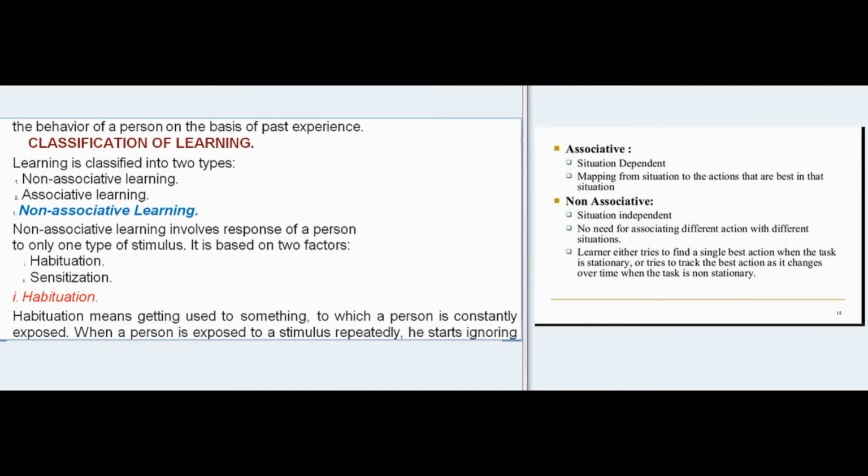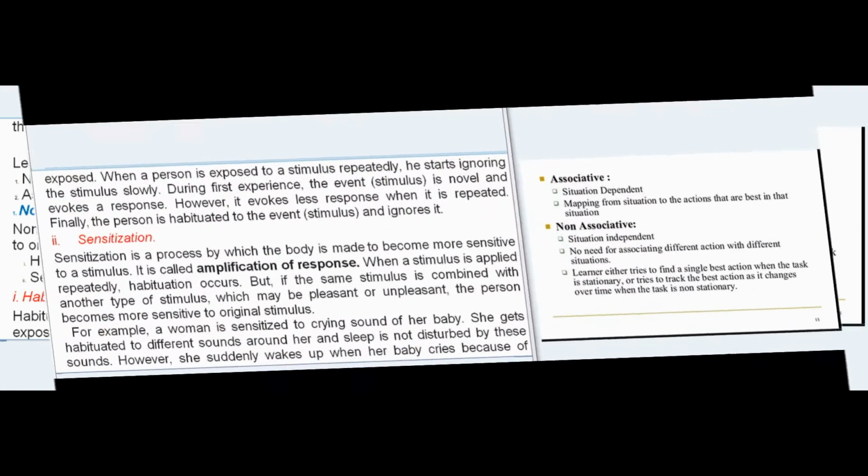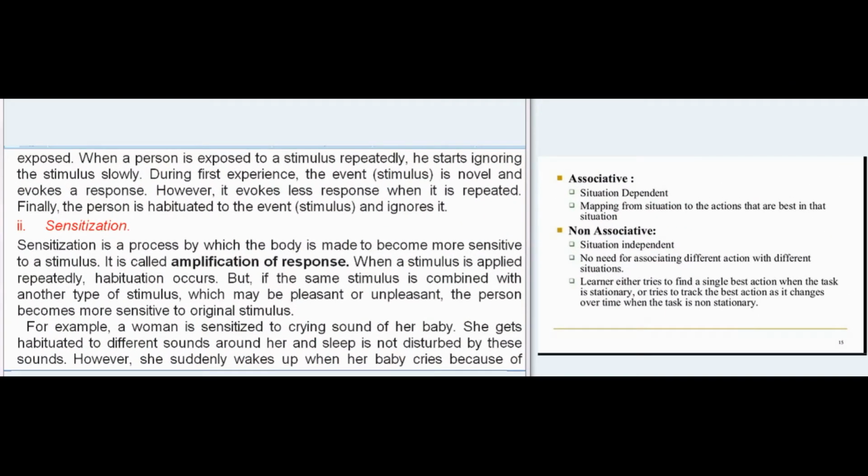Non-associative learning. Non-associative learning involves response of a person to only one type of stimulus. It is based on two factors: habituation and sensitization. Habituation. Habituation means getting used to something to which a person is constantly exposed. When a person is exposed to a stimulus repeatedly, he starts ignoring the stimulus slowly. During first experience, the event or stimulus is novel and evokes a response. However, it evokes less response when it is repeated. Finally, the person is habituated to the event or stimulus and ignores it.